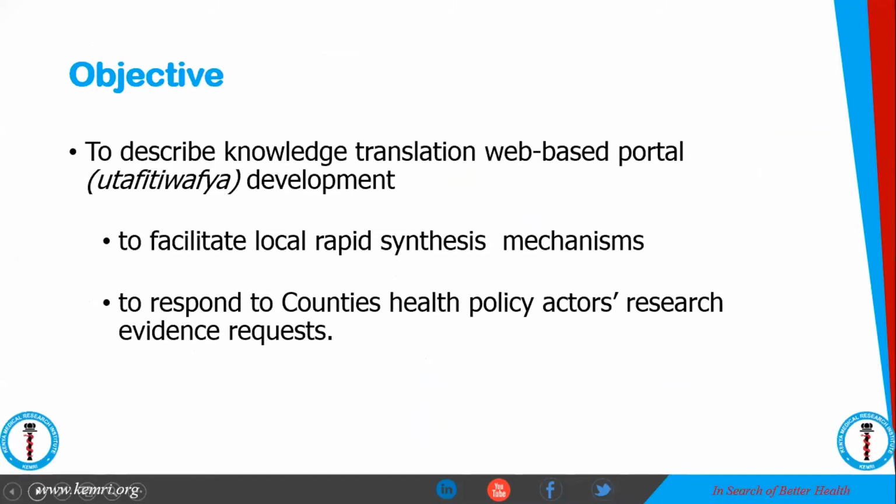So the main objective in this presentation is to describe the knowledge translation web-based portal, which we call Utafitiwa Afya. We have been developing it in connection with the county health officers, and we'd like to share the experiences we have gone through so far, because this Utafitiwa Afya portal is developed to facilitate the local rapid synthesis mechanism to respond to county health policy actors' requirements for research evidence requests. Next slide, please.